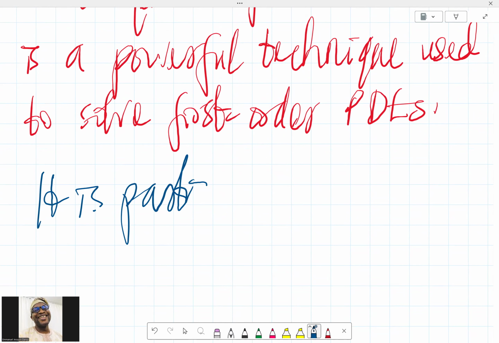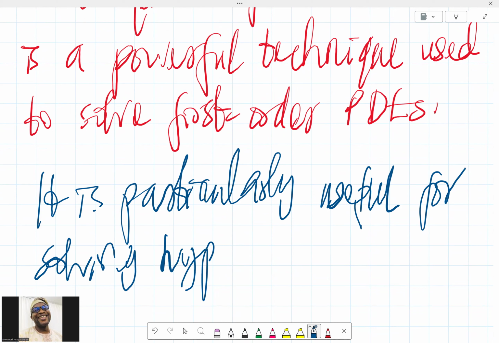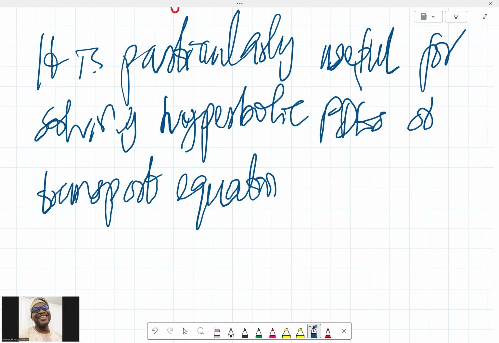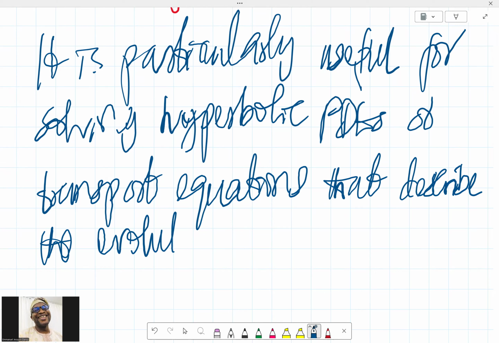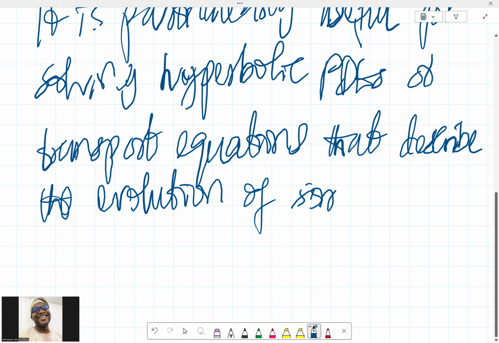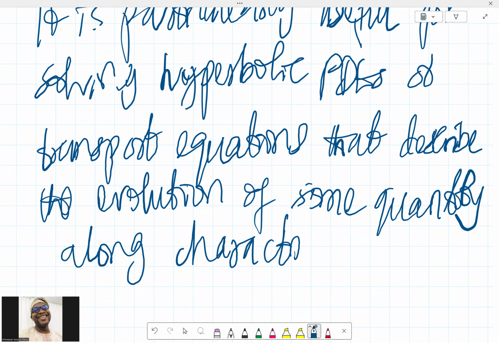It is particularly useful for solving hyperbolic PDEs or transport equations that describe the evolution of some quantity along characteristic curves. I think the wave equation is hyperbolic, if I remember right. It is along characteristic curves, and that is why it is called the method of characteristics.